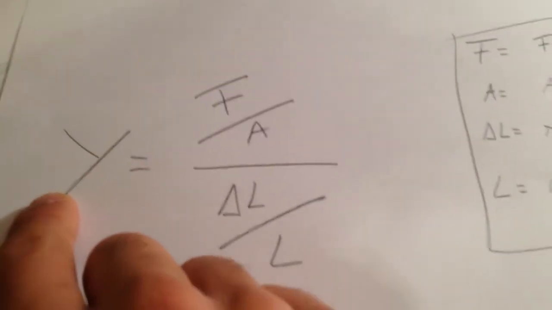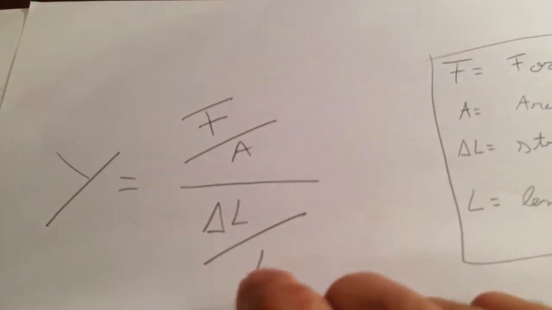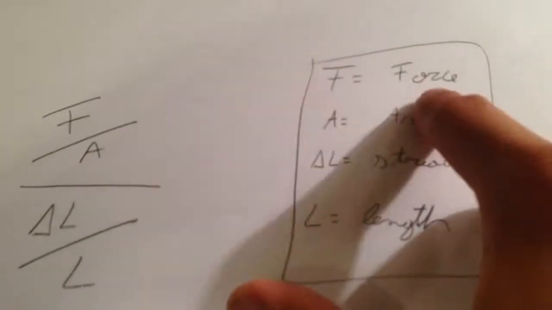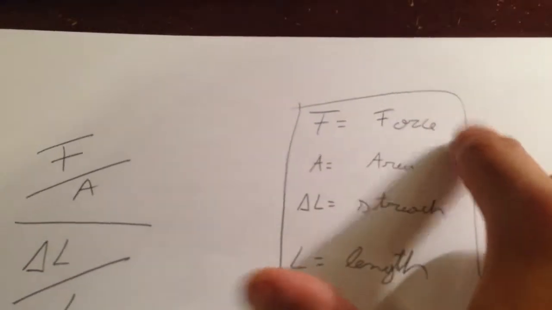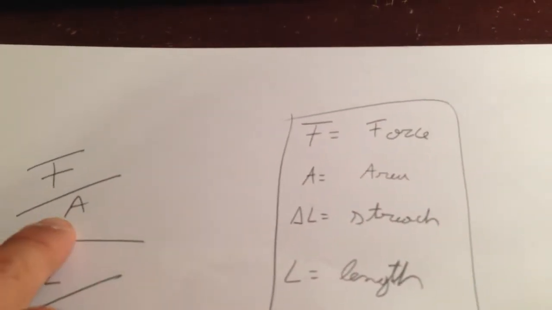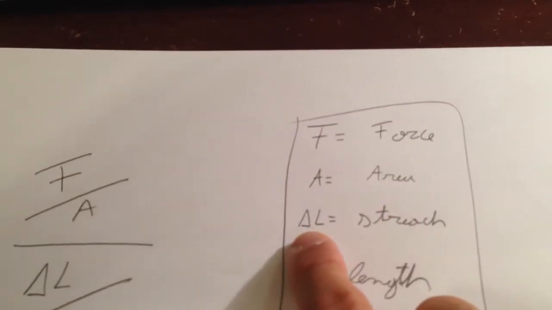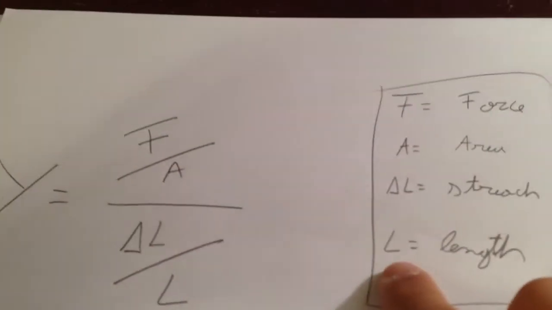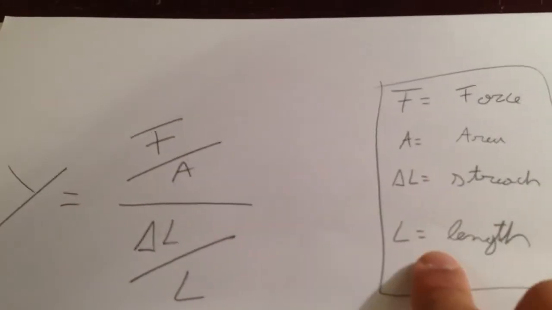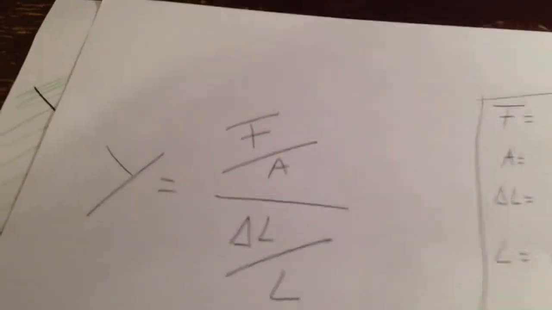Young's modulus equation is F divided by A, divided by delta L divided by L. Now, some of you would be like, oh my god, what is this? But it's okay, it's not that hard. F stands for force, A stands for the area, delta L stands for the stretch, how much the spring is stretching, and L is the original length of the spring. Now, let's derive Young's modulus equation.